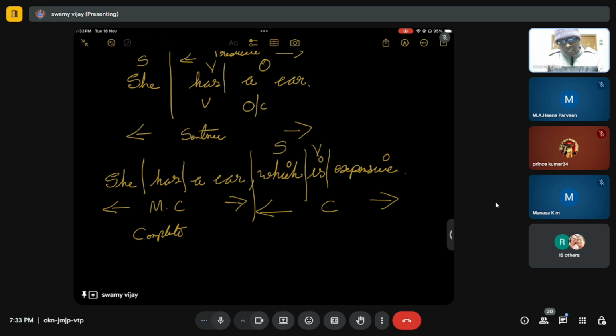Then you will explain, she has a car is an independent clause or a principal clause or a main clause, because it doesn't depend upon the next part of the sentence for a complete meaning. She has a car is itself a full sentence which carries the full meaning. But when you come to which is expensive, we don't know what actually this which stands for. Whether this which is connected to the car or this which is connected to the she. That means whether the which is connected to the object of the previous sentence or the subject of the previous sentence.